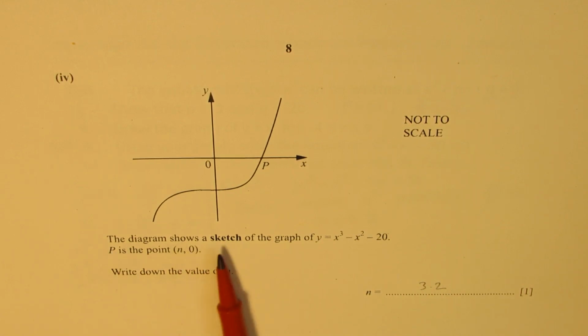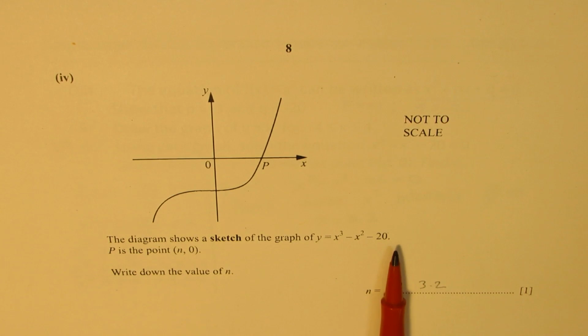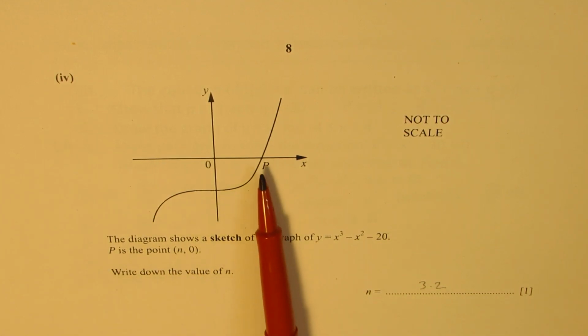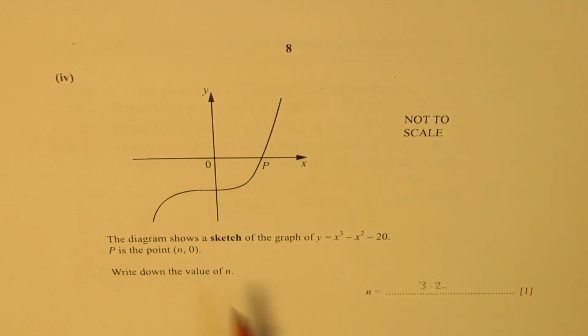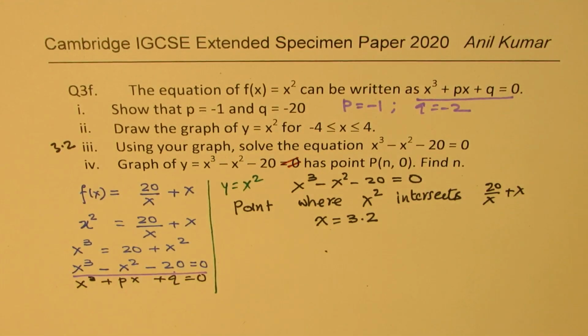The diagram shows a sketch of the graph of y equals x cubed minus x squared minus 20. P is a point (n, 0). Write down the value of n, correct? Now what is this value of n? This value of n has to be the same as what we got earlier, which is x equals 3.2.